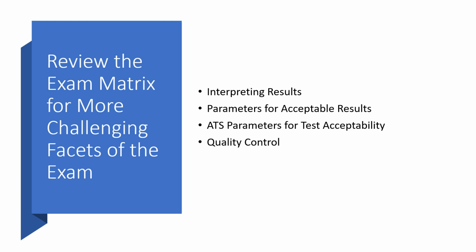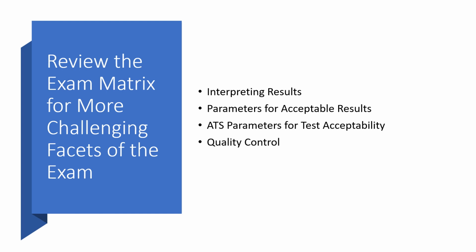It's not intended to be an all-encompassing list, but it's a few of the categories that exam candidates tend not to do quite as well on. So interpreting the results, that's something that the more results that you interpret, the better you can become at it. Parameters for acceptable results. Okay, really important. There'll be questions on that. ATS, or American Thoracic Society, parameters for test acceptability. And then doing things like quality control on the equipment.